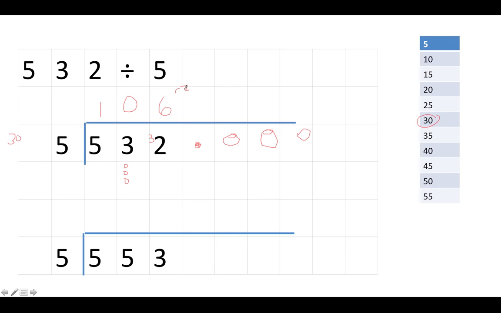Now, instead of putting my 2 up here as a remainder, I'm going to put it in front of the next 0 and put the decimal point in at the end of the number. So this is gone now, we don't need that. How many 5s in 20? 4. And I didn't need the rest of the zeros, so I can just ignore those. So the answer is 106.4. I'm just going to do that again for you.